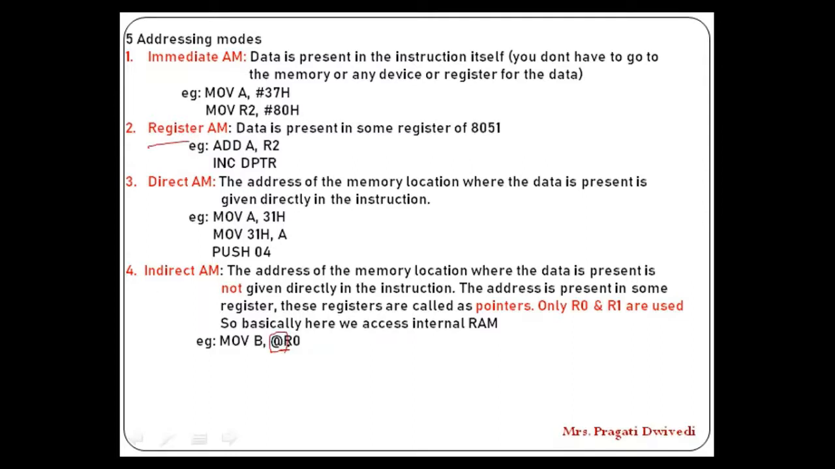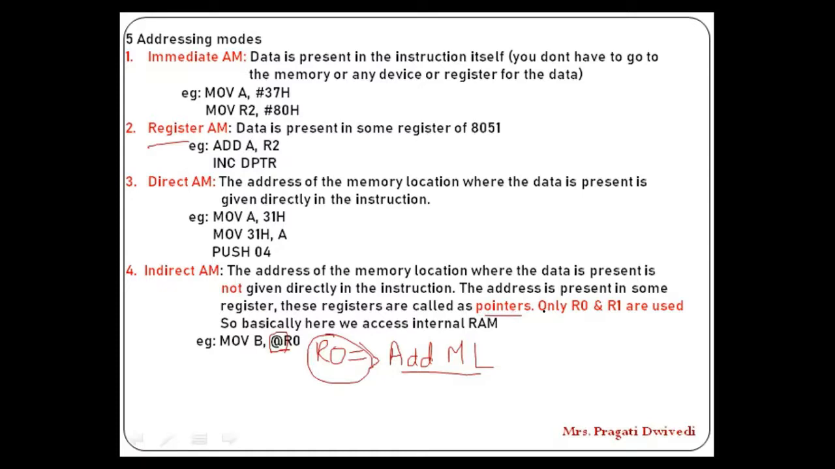Now here R0, you don't have to take the content of R0 and move it in B. It is not that way. When I say at the rate, that means whatever is present in R0 will act as a pointer. That content will actually give the address of the memory location. That is not the data that you want to move into A. In fact, that is the address of your memory location. So you will take that content and use it as an address. When you use any register to give the address, we call it a pointer.